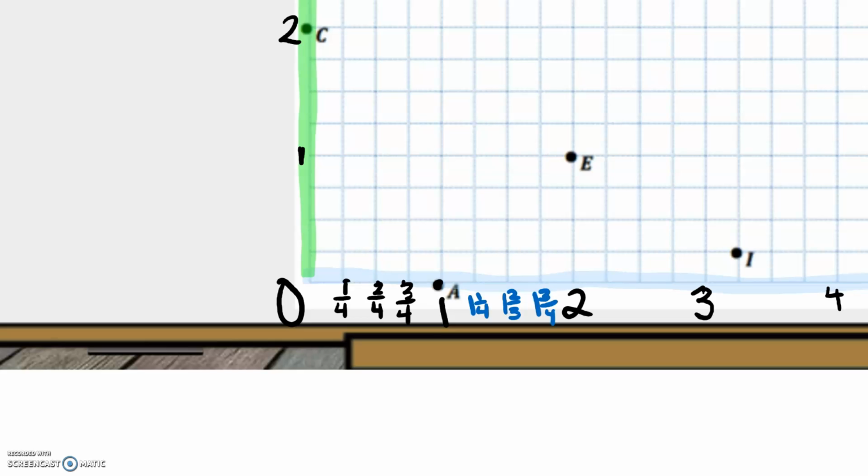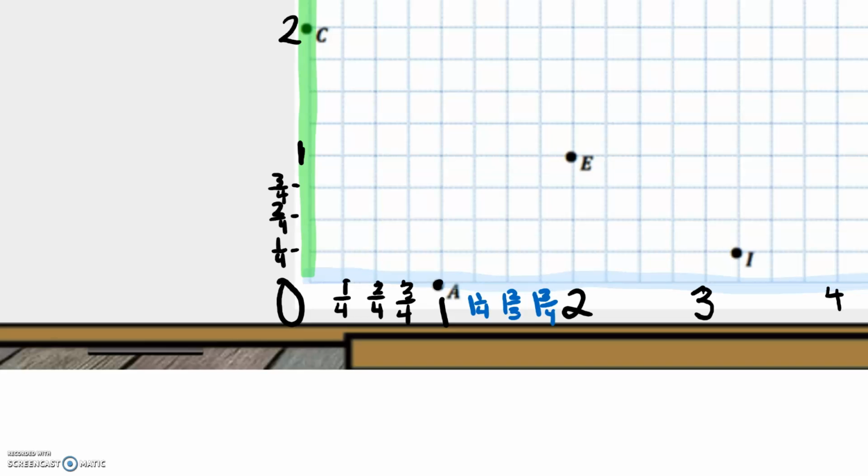Now for the y-axis, between 0 and 1, we see 1, 2, 3, and then including 1, that's 4 lines. So that means it's also broken into fourths. So 0 would be 0/4, and then 1/4, 2/4, 3/4, and then we know that 1 whole is equal to 4/4.